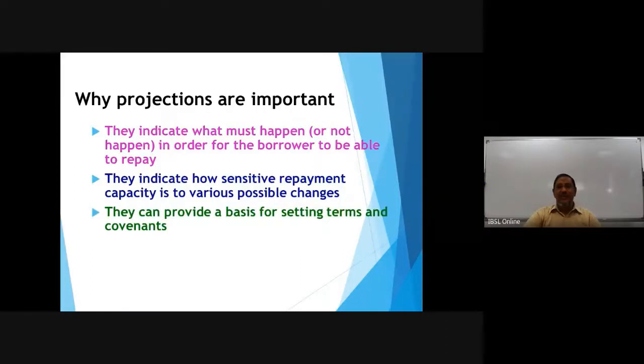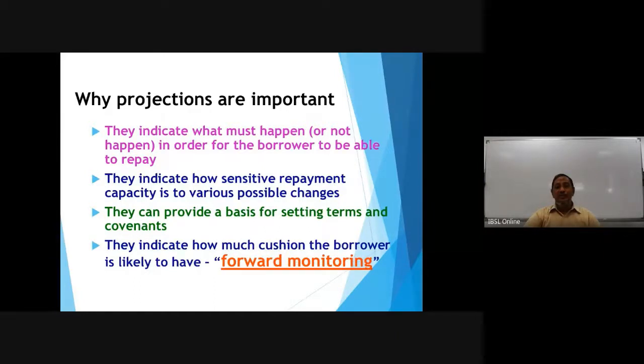They can provide a basis for setting terms and conditions. So if you do a sensitivity analysis, we can make conditions for the customer. What if it is changed to this position? What if this position changed to this position? So we make conditions in advance for the customer to fulfill. So we are ready to face it. That's why projections are important.